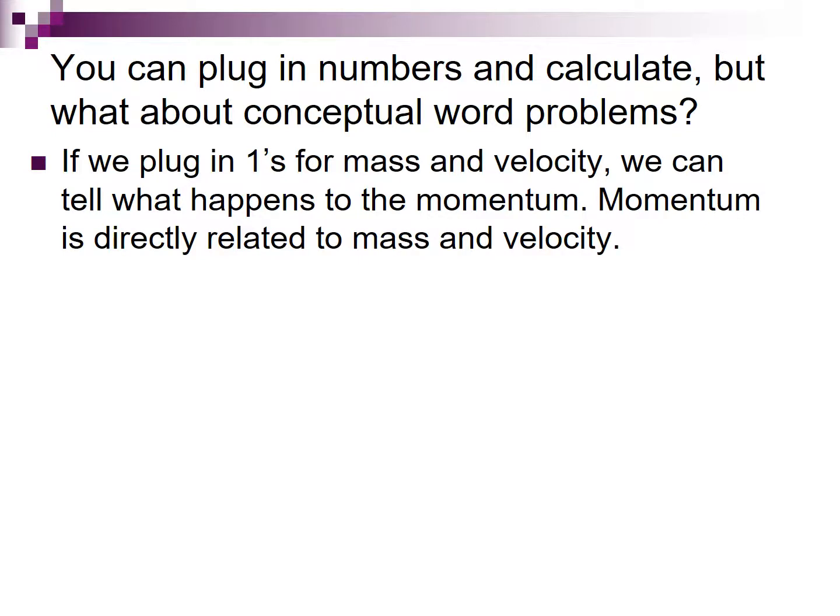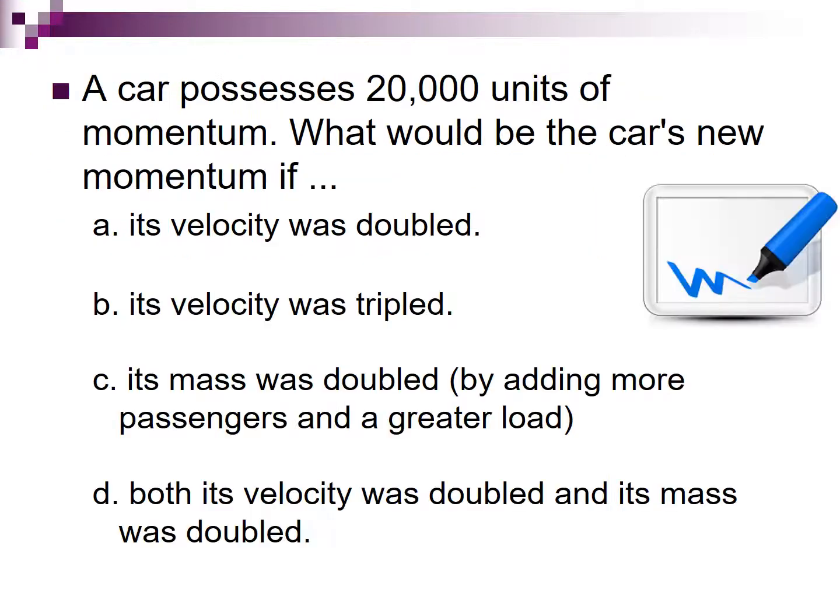So you can also plug in numbers and calculate, but what about conceptual word problems? If we plug in ones for mass and velocity, we can tell what happens to the momentum. So momentum is directly related to mass and velocity. So let's say a car possesses 20,000 units of momentum. What would be the car's new momentum if velocity is doubled?